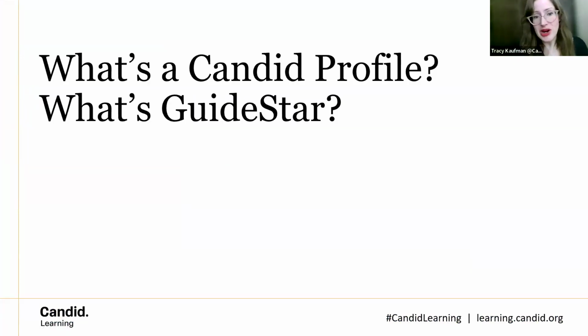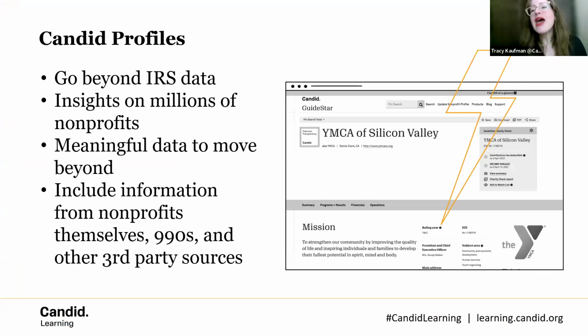So GuideStar is an interesting thing. Every 501c3 nonprofit has a presence on GuideStar, whether they've done anything with it or not. And this is because, just like with funders, part of the deal of being a 501c3 nonprofit organization is that your tax returns are public documents and anyone can look at them. And your tax returns, your 990s, are on GuideStar. And those create a kind of baseline for your nonprofit's GuideStar profile.